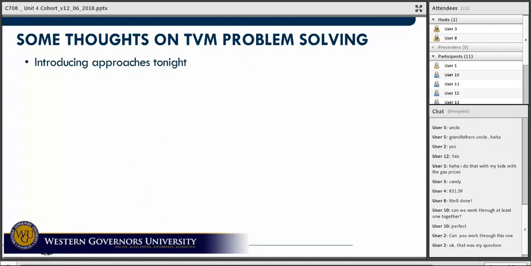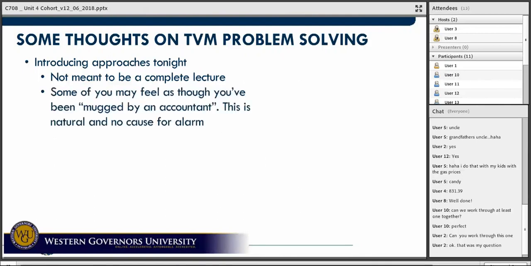So there's some thoughts on problem solving. We're going to introduce the approaches tonight. It's not going to be a complete TVM lecture, but in terms of the expectations on the PA and the OA, we should cover pretty much everything you need to know to solve those type questions.